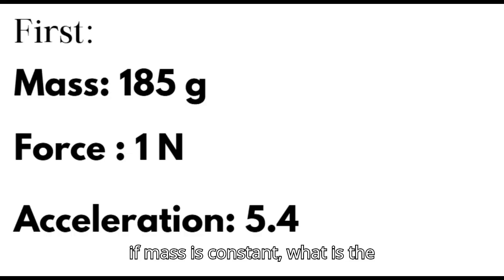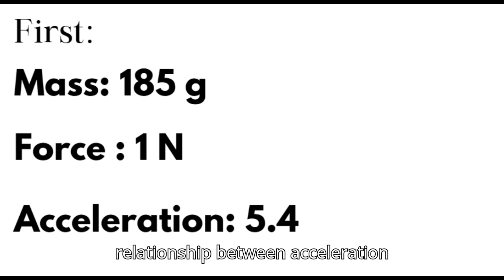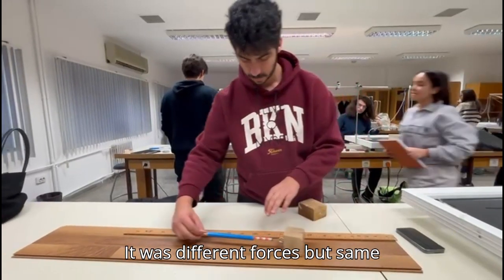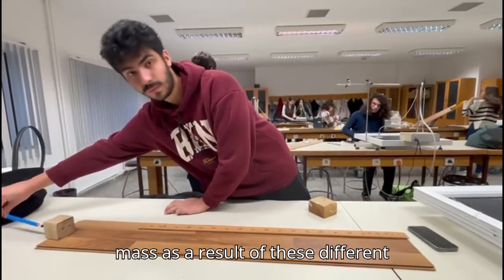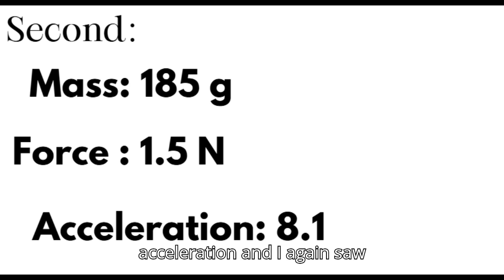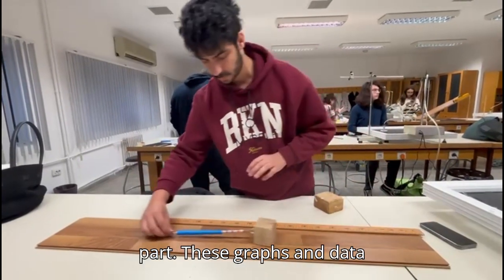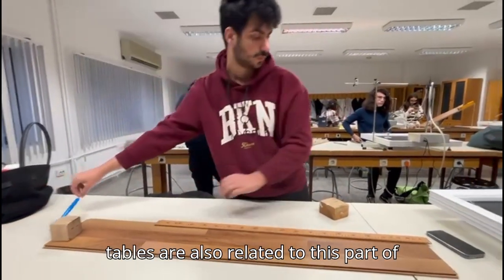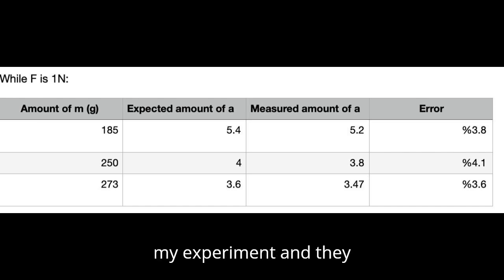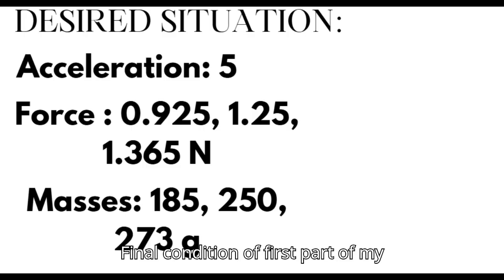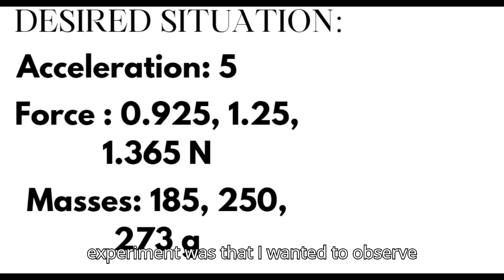If mass is constant, what is the relationship between acceleration and force? Was my second question. It was different forces, but the same mass. As a result of these, different acceleration. And I again saw almost negligible errors like the first part. These graphs and data tables are also related to this part of my experiment, and they also demonstrate that there are some small errors.